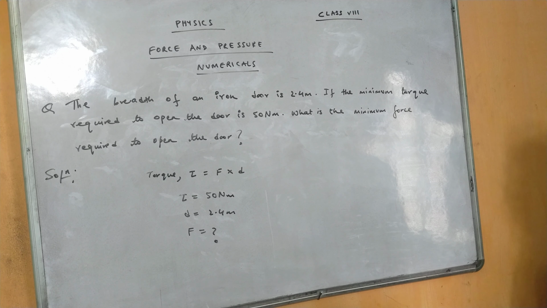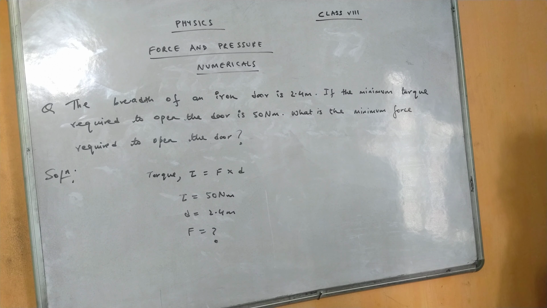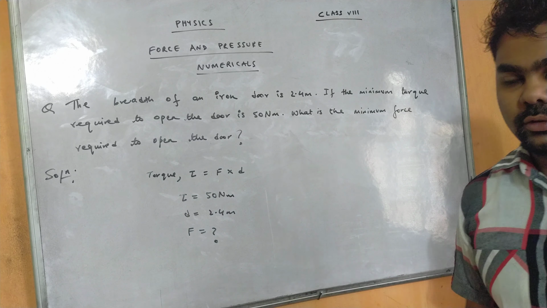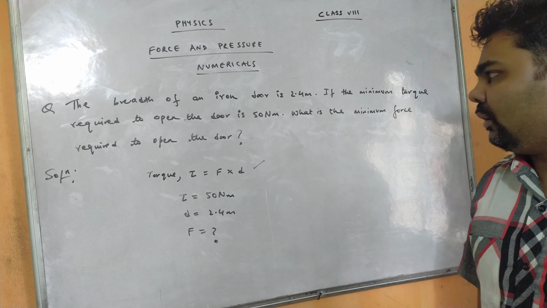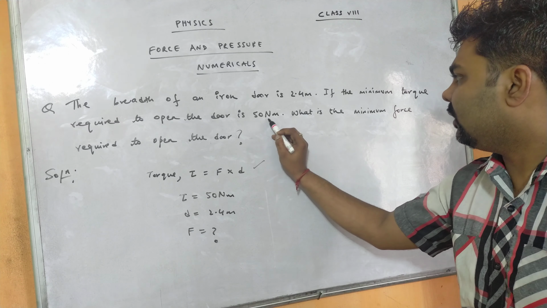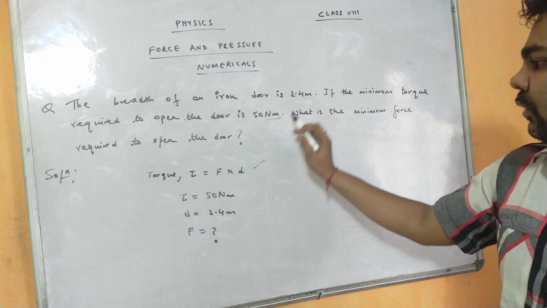The breadth of an iron door is 2.4 meter. If the minimum torque required to open the door is 50 Newton meter, what is the minimum force required to open the door? We know torque equals force into distance. So this is the formula, right? Torque is given, 50 Newton meter. That means Newton meter is the unit of moment of force or torque, and meter is the unit of distance.